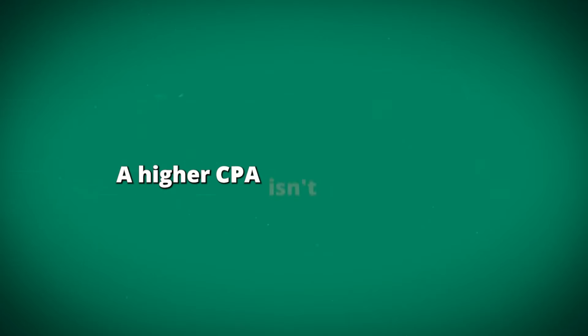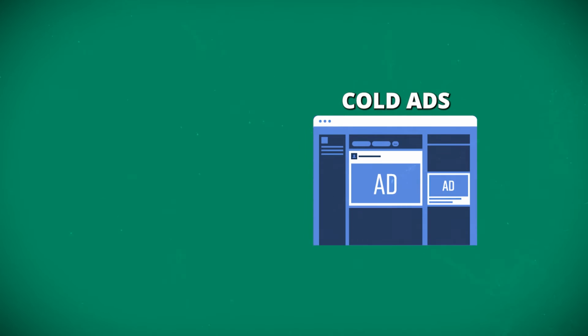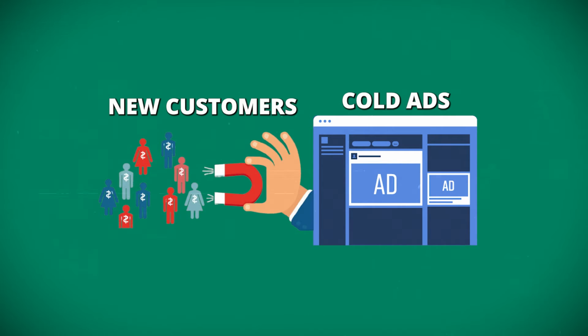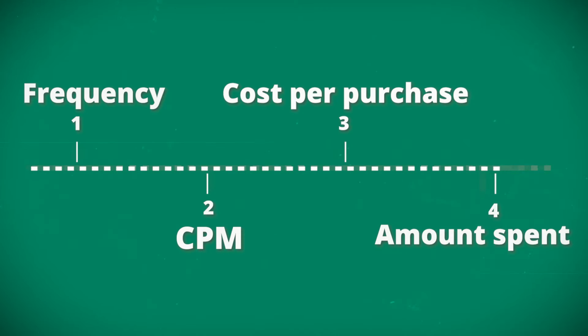A high CPA isn't always bad. Cold ads should always perform worse than warm ones, and that's okay. You need cold ads to find new customers. That's how you scale. The other main metric, amount spent, sounds basic, but it's a gold mine.